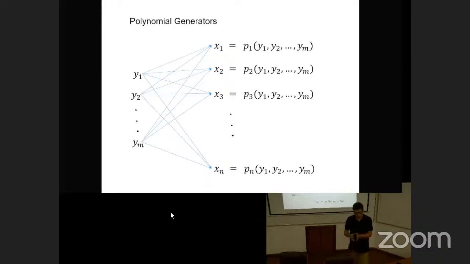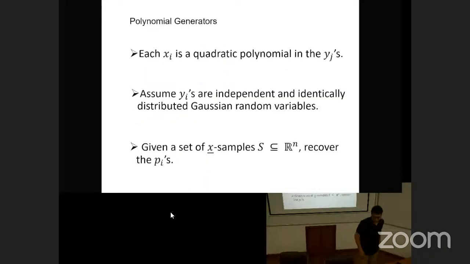Again, I emphasize this, we are given only the output samples, not the inputs. Here's how the distribution is generated. You sample the y's, and compute these n polynomials of these y's. For every such 10-dimensional point, you get a 100-dimensional point. And you give me only the 100-dimensional points, a bunch of them. And I want to understand what these polynomials are, the hidden transformation. In particular, let's say each of the outputs is a quadratic polynomial, and the yi's are independent Gaussian random variables. We want to recover the polynomials.